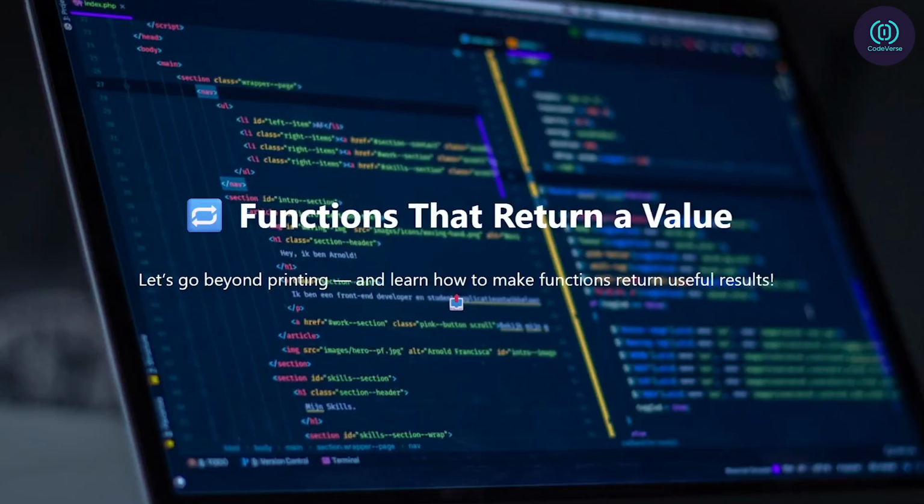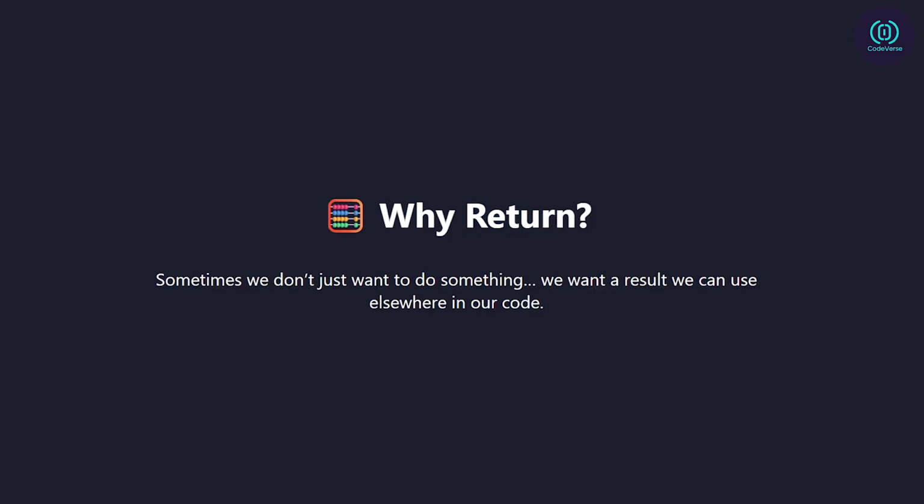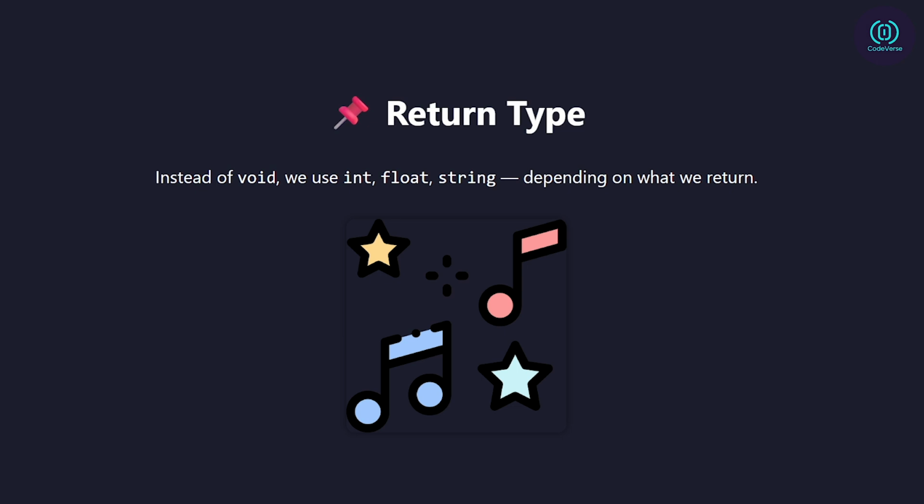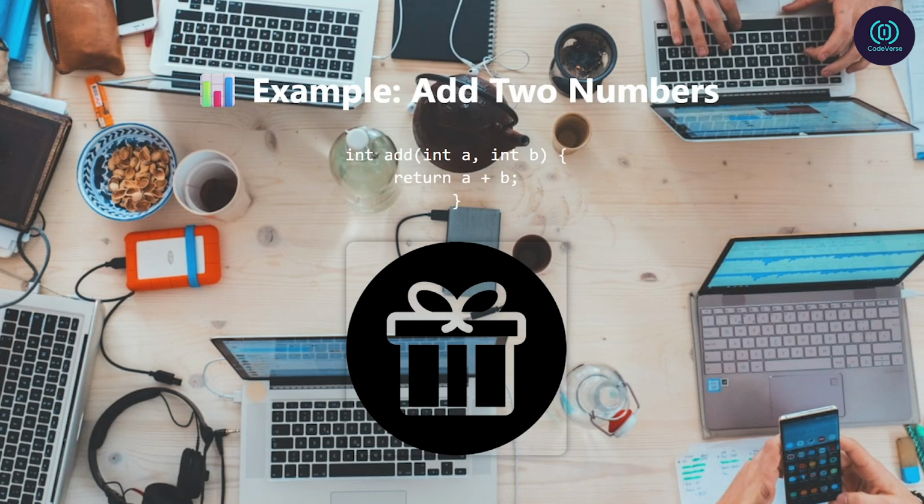Until now, our functions have just done something, like printing a message, but they didn't give anything back. But in many cases, we want a function to actually calculate something and return a result we can use. That's when we switch from void to a return type, like int, float, or string, depending on what we expect the function to produce. Let's take a simple example, a function that adds two numbers and returns the result.